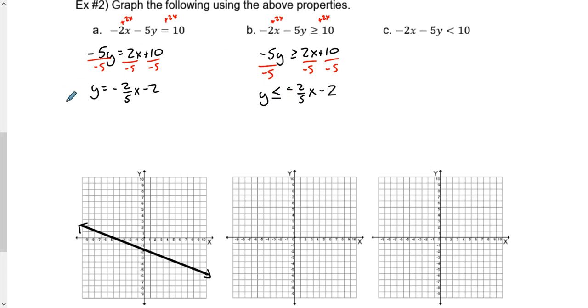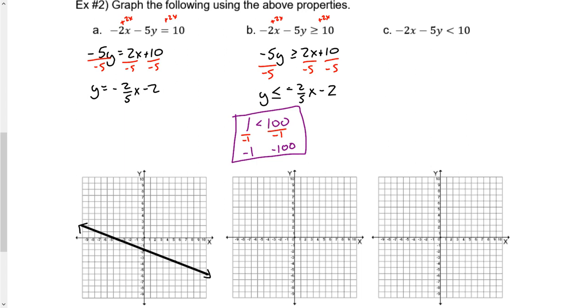My favorite analogy for something like this is saying 1 is less than 100. We know that 1 is definitely less than 100. But if I were to multiply or divide both sides by negative 1, 1 divided by negative 1 is negative 1, and 100 divided by negative 1 is negative 100.